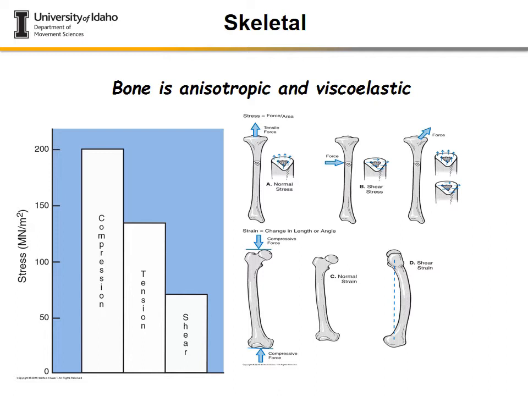The direction and type of loading placed on the bone is indicative of the amount of stress the bone can withstand, as well as the duration it may withstand the applied stress. As you can see by the graph, during compression you can withstand a greater amount of stress as opposed to shear. If you look at the images to the right, you have different components of normal strain, shear stress, normal stress, and the direction at which the force vector is being pulled or compressed. As you can see, stress is force divided by area, and strain is a change in length or angle from the original during applied stress.